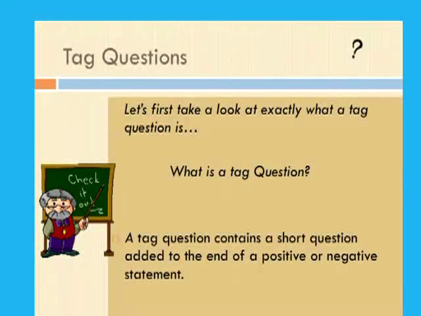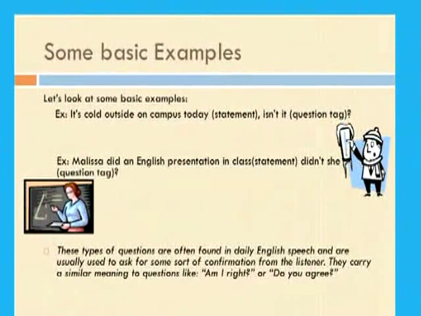A tag question contains a short question added to the end of a positive or negative statement. Let's look at some basic examples. It's cold outside on campus today. Statement, isn't it? Question tag. Melissa did an English presentation in class. Statement, didn't she? Question tag.